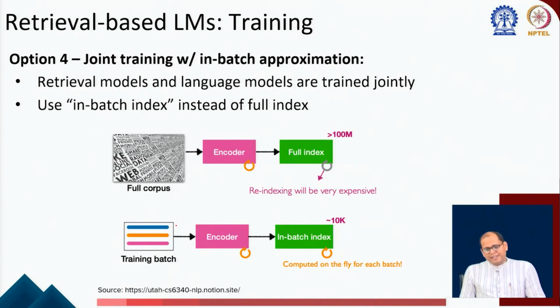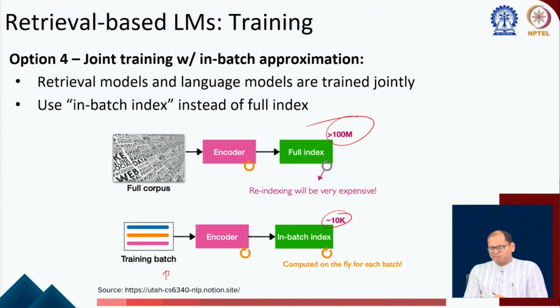You can also do joint training with in batch approximation, so that rather than taking the entire index for a batch, I can just take a subset of the index based on certain positive and negative examples, like we talked about in the case of dense passage retrieval. This would be much smaller than the full index, and then you can update both the encoder and the in batch index.